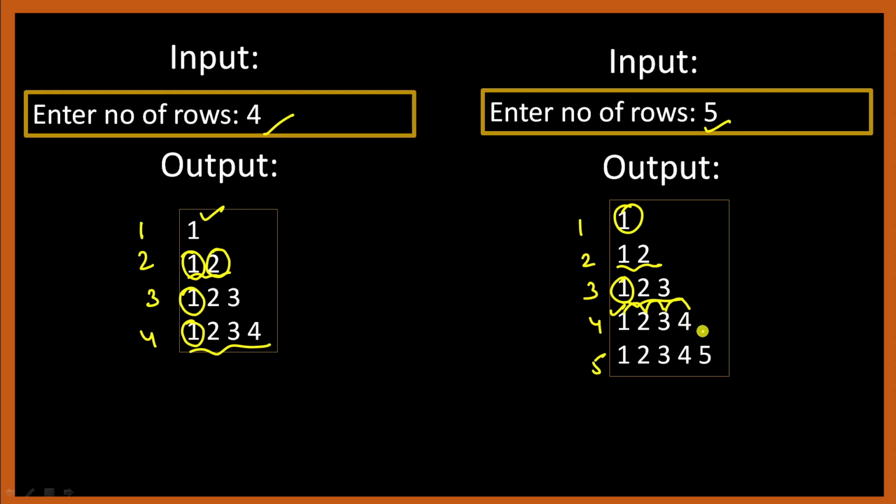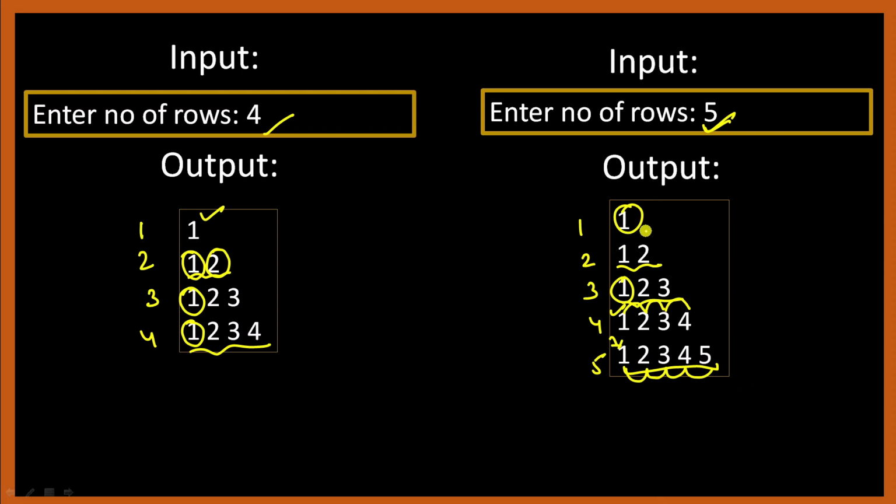So after 4 digits are printed in the fourth row, we will move to the next row, and in the fifth row 5 digits in total should be printed, and the row starts from 1. So 1, then in continuation 2, then 3, then 4, and then 5. After 5 is done, we'll stop, because a total of 5 rows should be printed, so we will not go for the sixth row. I hope you have understood how this pattern looks.